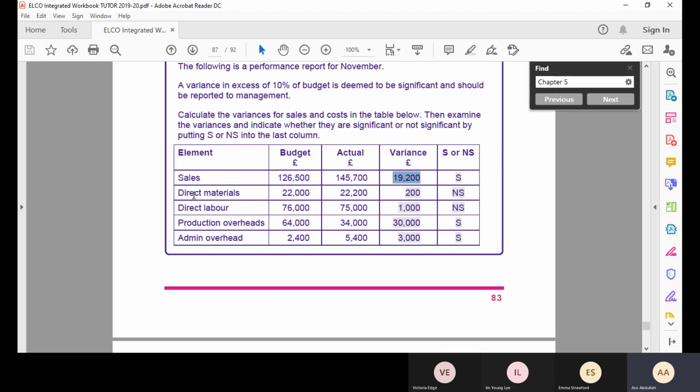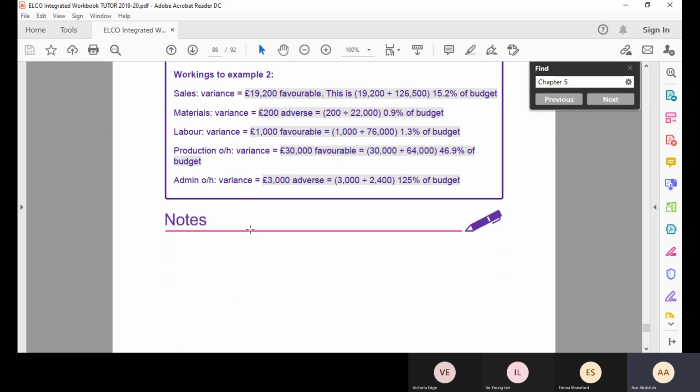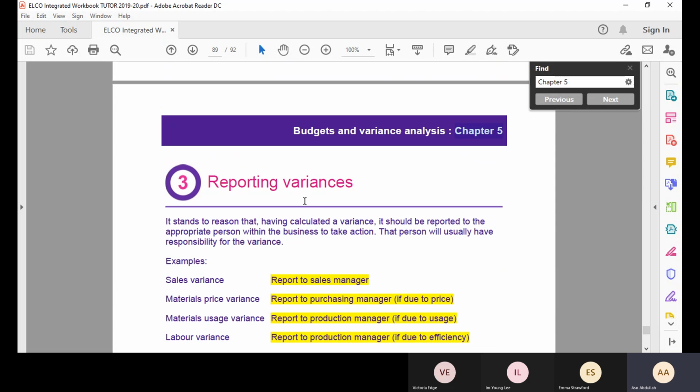If it's material, to the production line manager. If it's sales, report it back to the sales manager. If it is admin, you have to report it back to the HR manager. So this is what reporting variances is about. Sales variances, you have to report to the sales manager. Material, purchasing manager. Material usage, again, production manager.